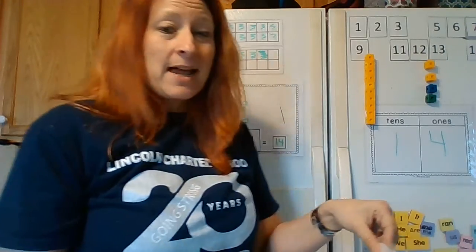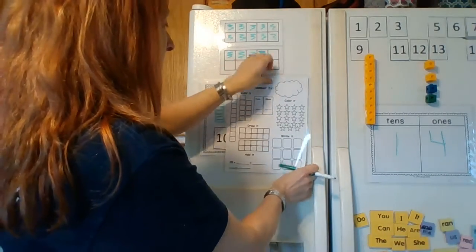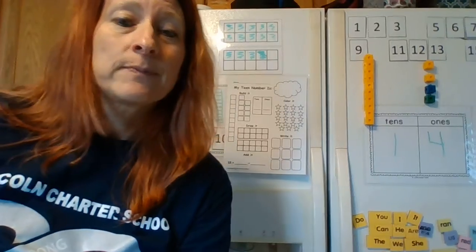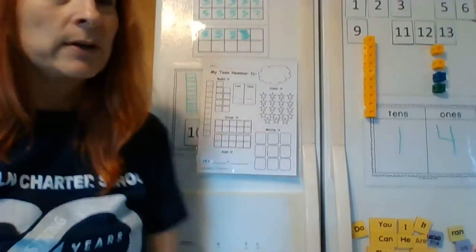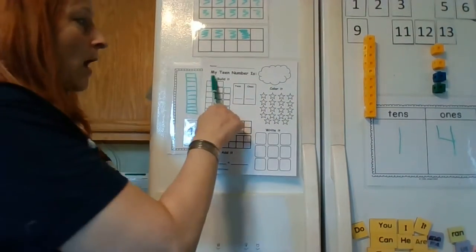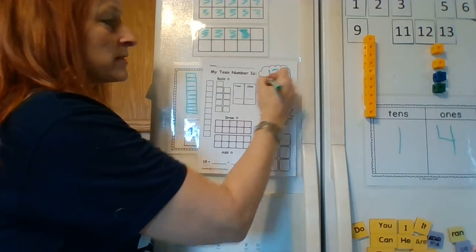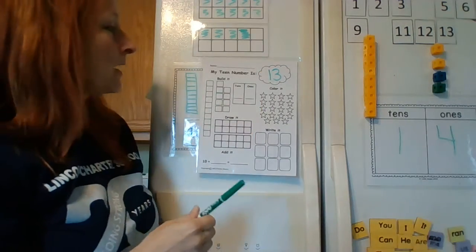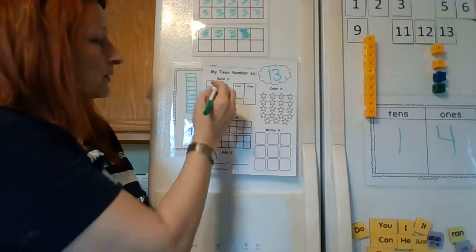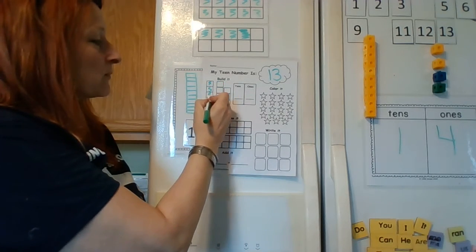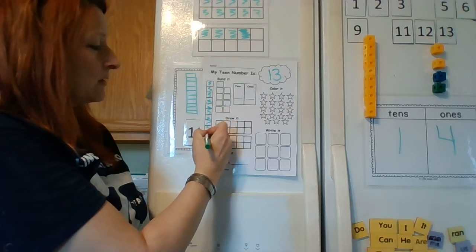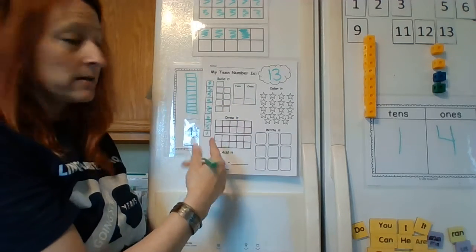Now, the work that we're going to do today is what we did the other day, because if we were in class, we'd be working on it. So I want you to do up here, my teen number is 13, so I want you to write out a 13, a 1 and a 3. So then you're going to build it. So you're going to color in 13 blocks. Well, guess what? You're going to color in all of these because there's 10.